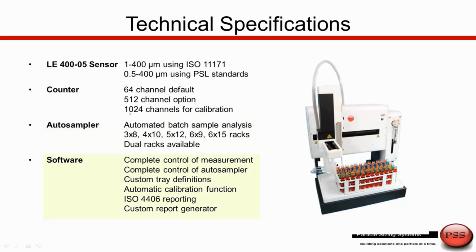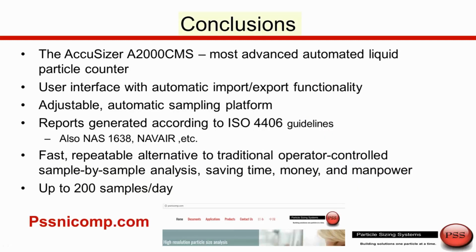And I showed some of the features of the software, which includes how we control the measurement, the auto sampler, how we define the tray and what's available, what kind of samples, the number of samples in the tray, and how we're going to perform those measurements, and we define how we're going to do the reporting. So that is a quick overview of our Accuseizer A2000CMS system, which is certainly the most advanced instrument now available for these contamination applications. We have a very sophisticated but easy to use software interface.